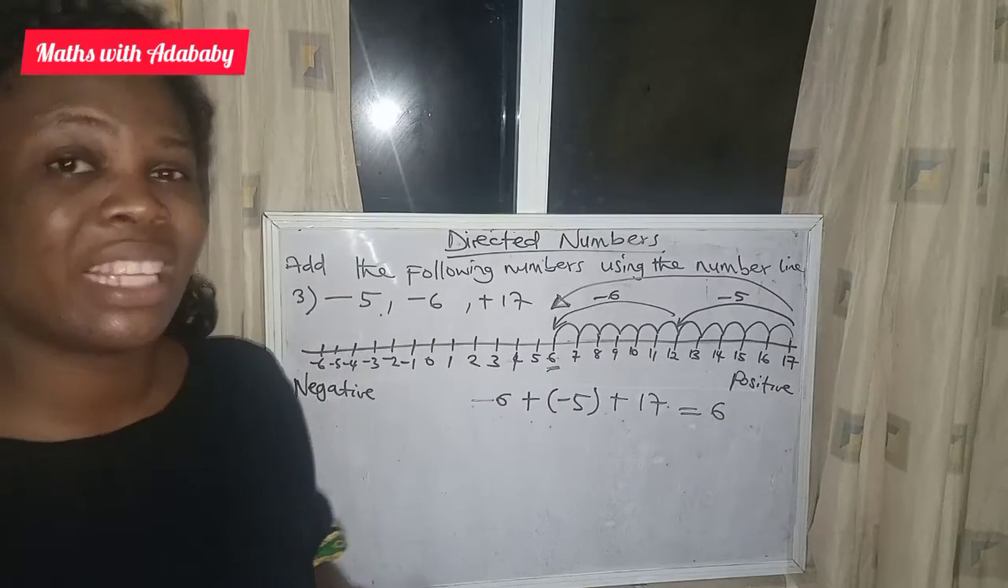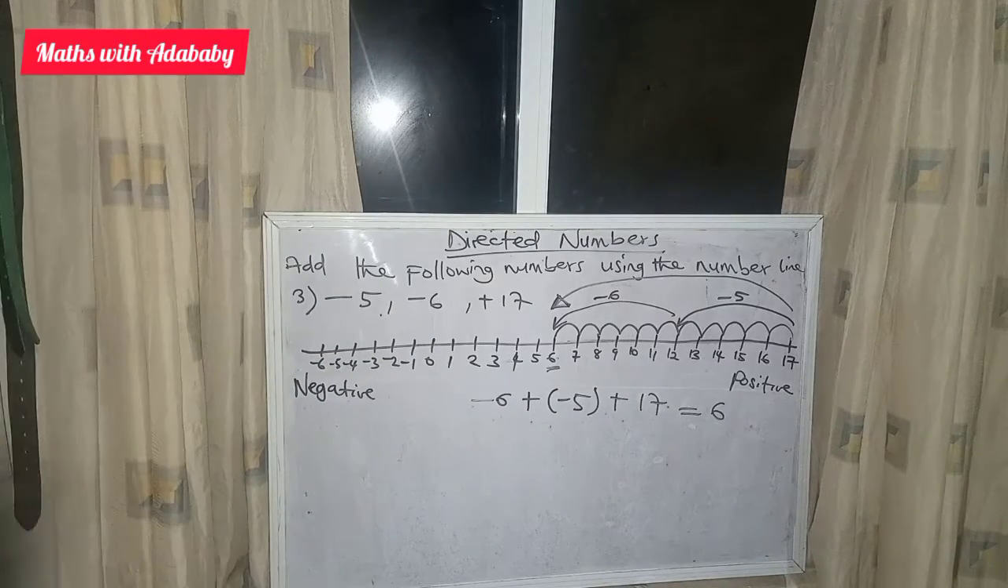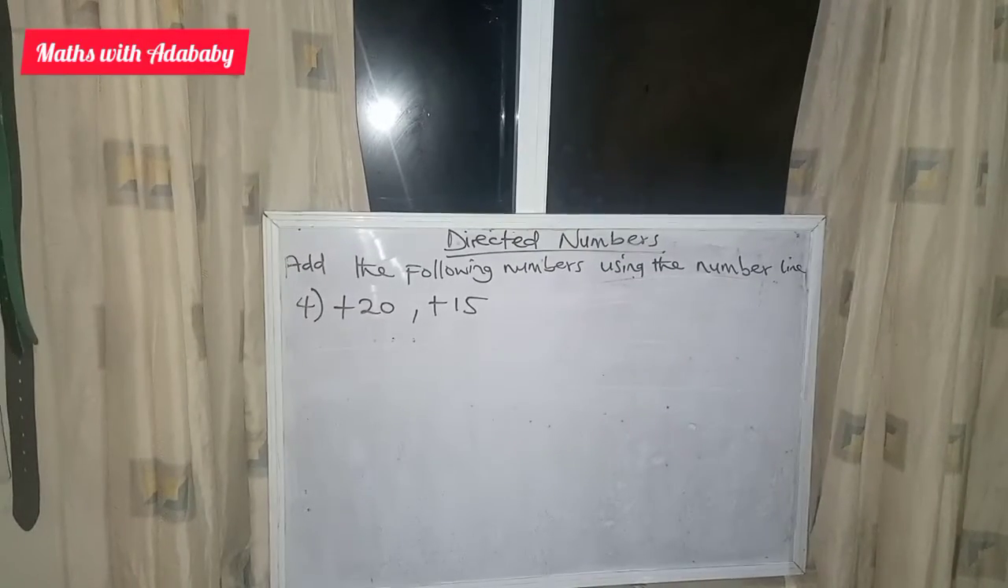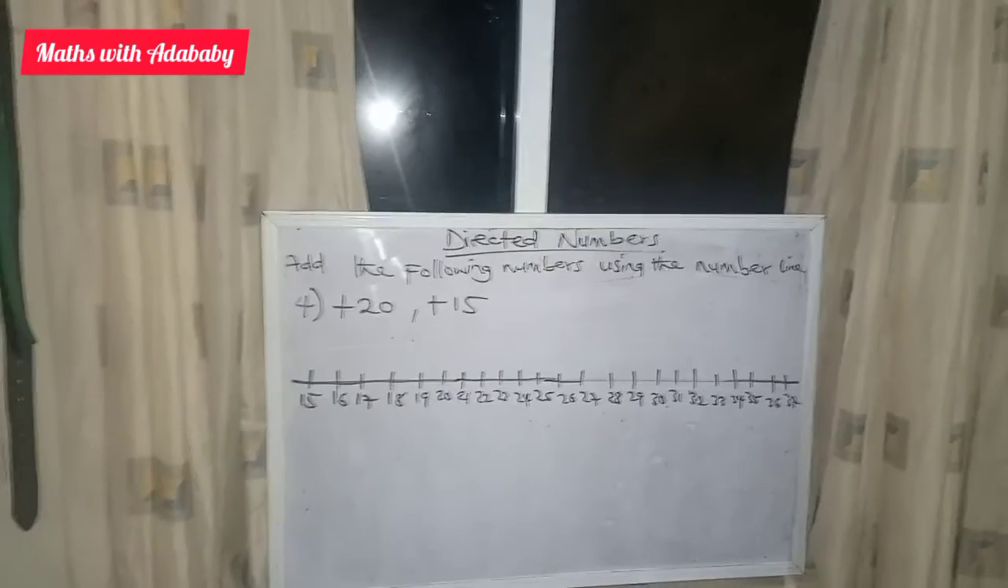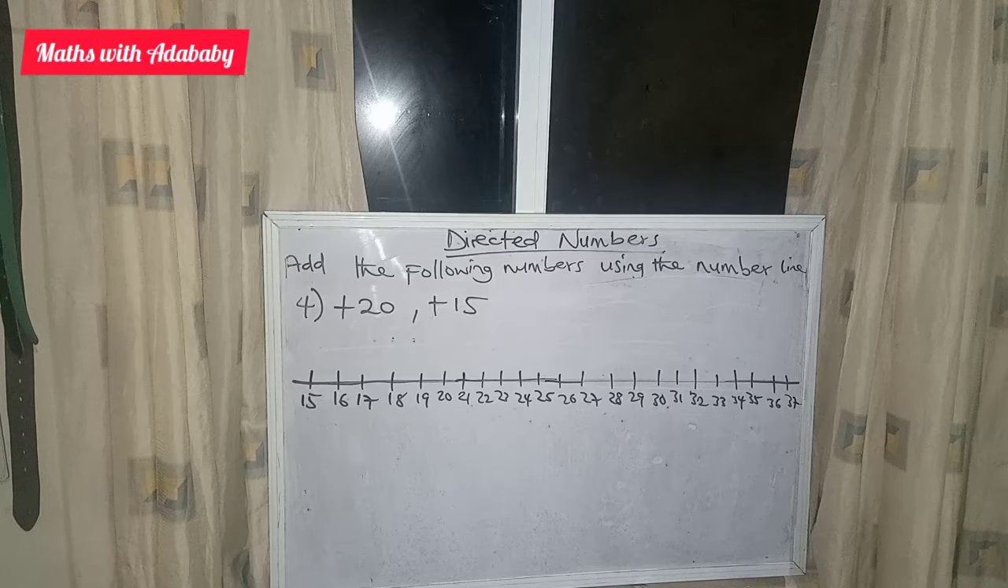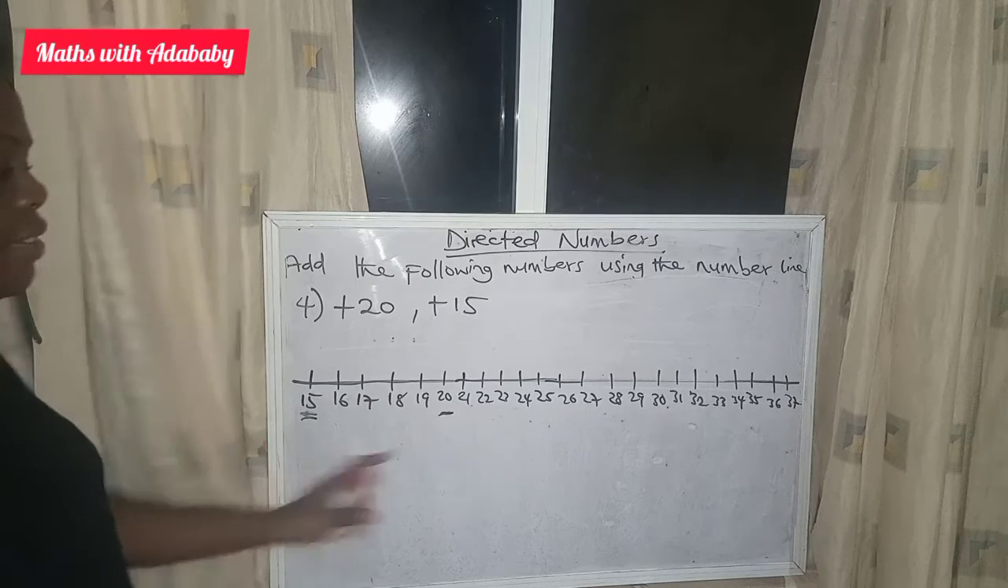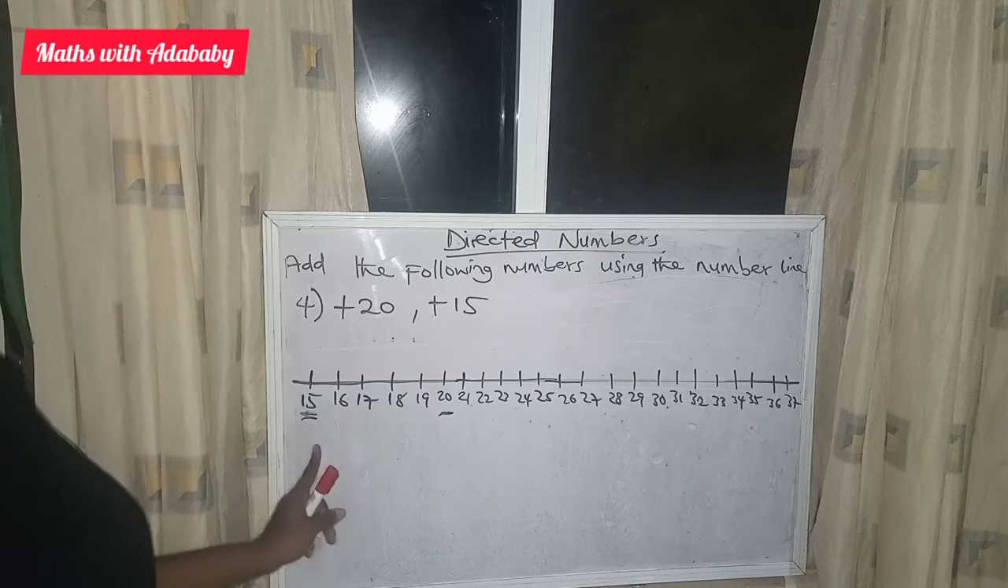So we'll take one more example and we'll round up. Now we have here plus 20 plus 15. We're going to be adding these two numbers using the number line. Now look at what we have here. Remember I said you must identify the least number and the highest number in the number line. Now we have the highest number identified here, which is 20, and the least number, which is 15.